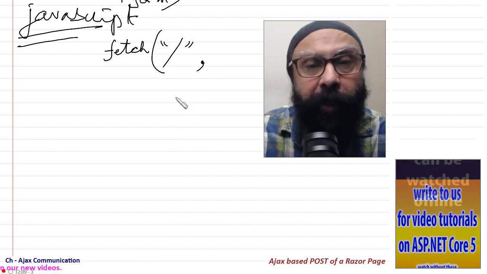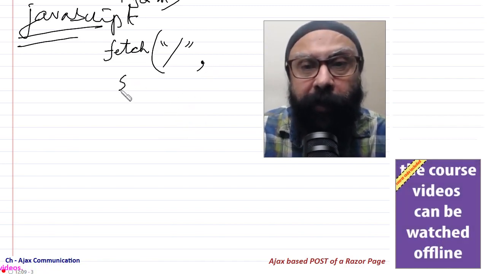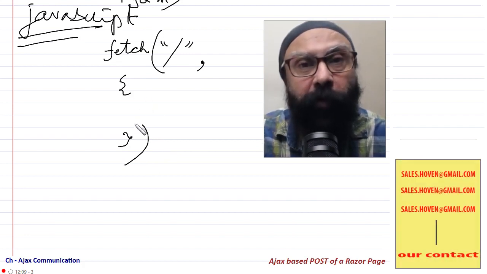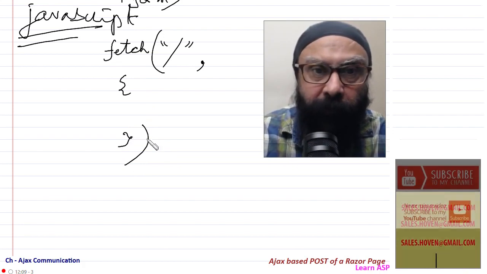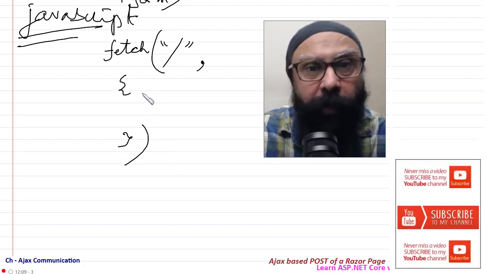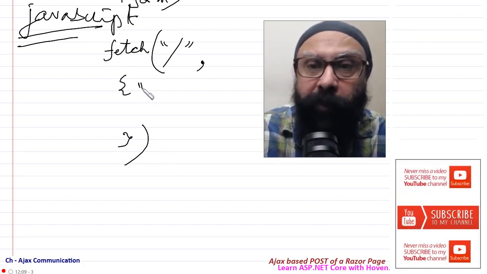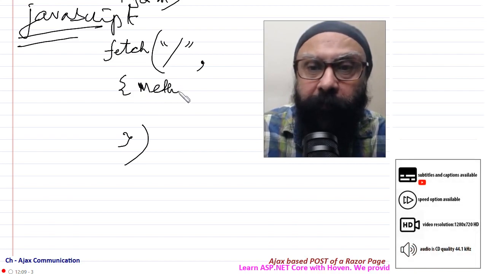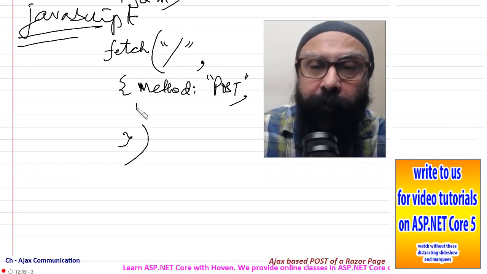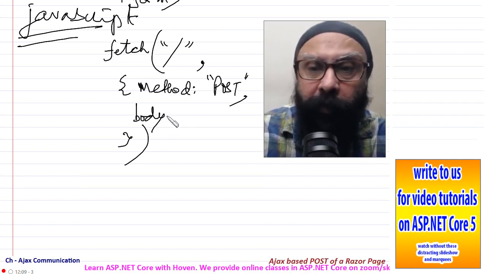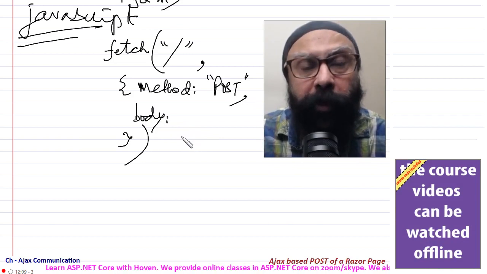And the second argument that you have to pass is a JSON formatted object. This object should have two properties. The first property is method. The method is post. The second property should be body. Body should be the body of the form.